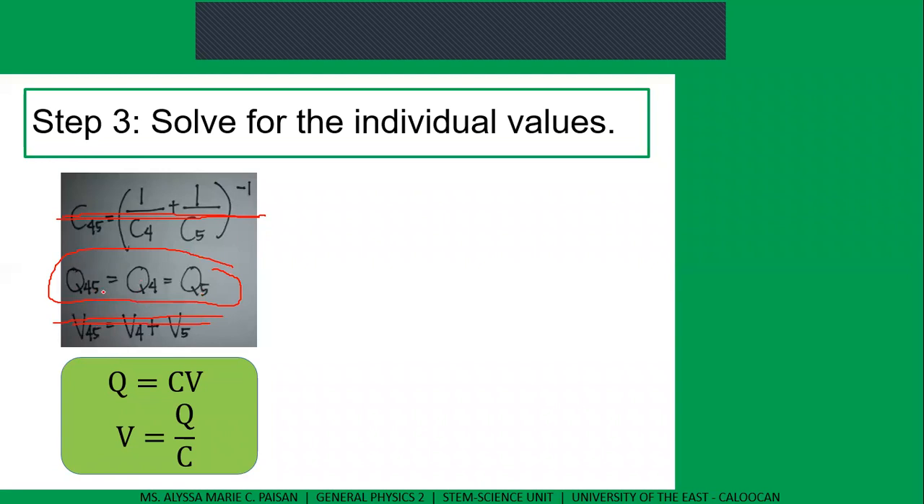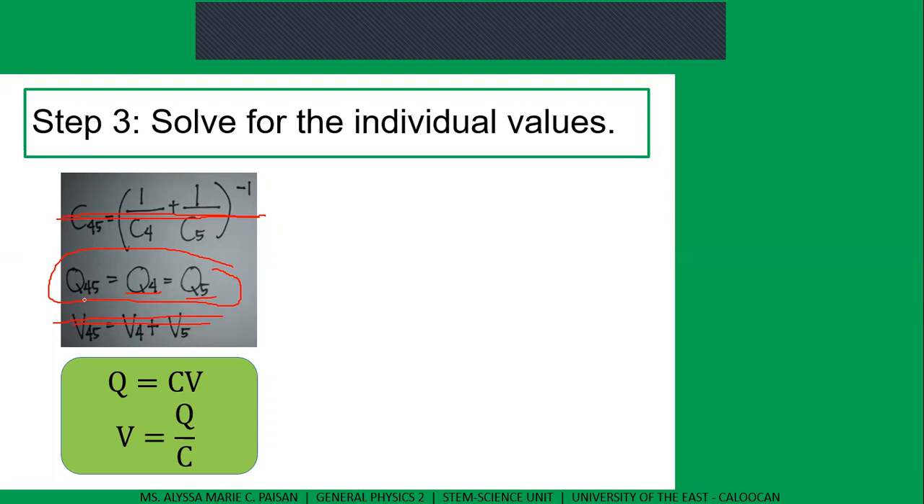Kasi pag nakuha natin yung Q45, may individual values ulit tayong makukuha which are Q4 and Q5. So previously kanina, pwedeng pag nag-throwback ka, wala kang makuhang individual values. Pero magli-lead siya para makakuha ka in the next step or in the next step ng individual values.